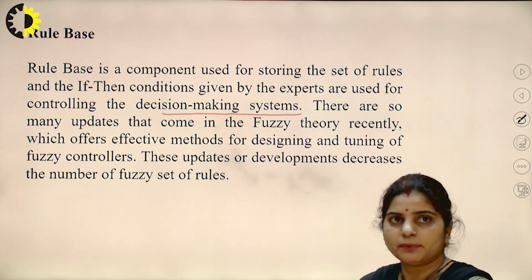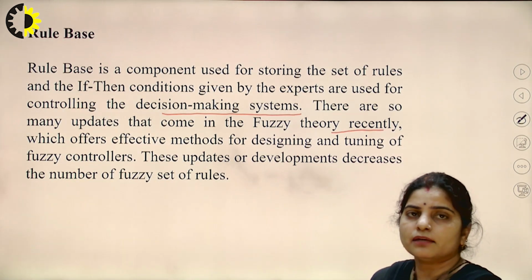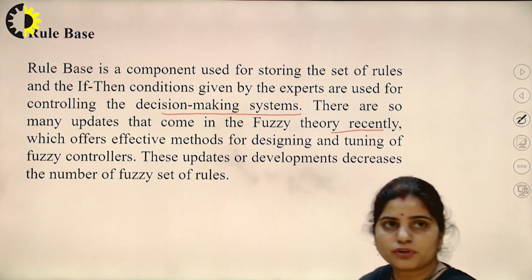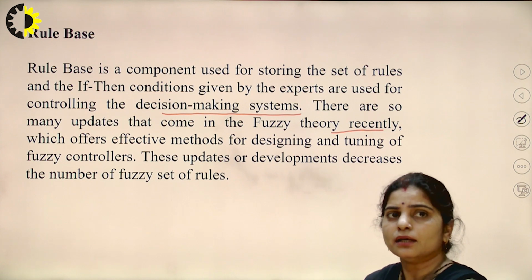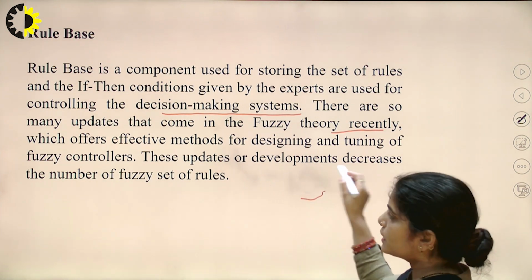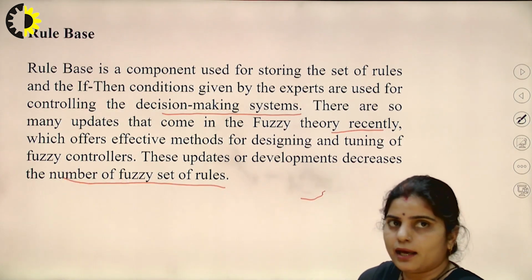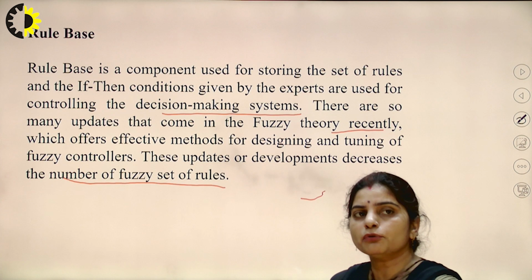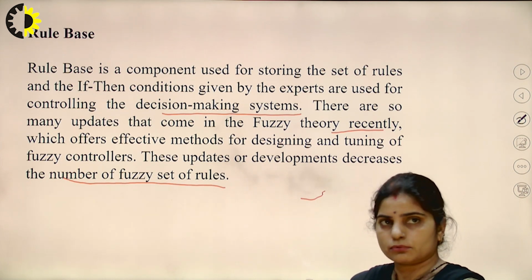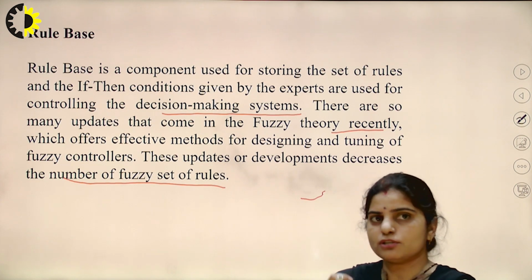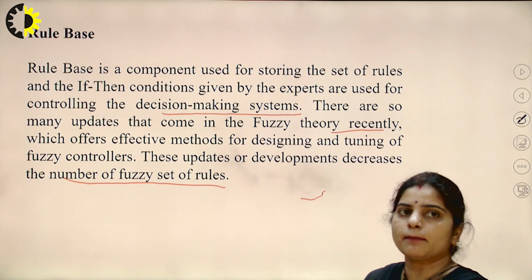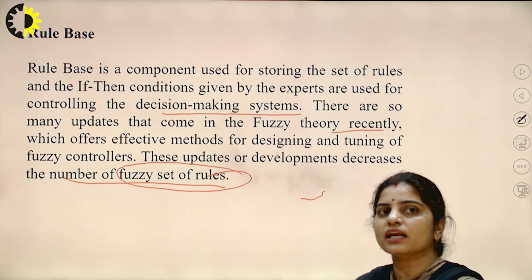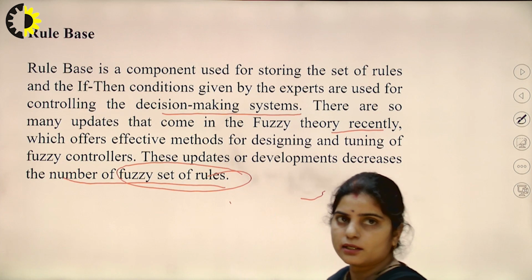Means there are so many updates that have come in fuzzy theory recently. We have seen that most of the updates are coming, but the most effective method for designing and tuning of a fuzzy controller is the rule base. Okay, so these updates or developments decrease the number of fuzzy sets of rules. Means as time goes on, the developments regarding the designing and tuning of fuzzy controllers are growing more and more. So on the basis of these developments, the number of fuzzy sets of rules decreases. Means as the development regarding the designing and tuning of the fuzzy controllers improves, the number of fuzzy sets of rules will be decreased only.